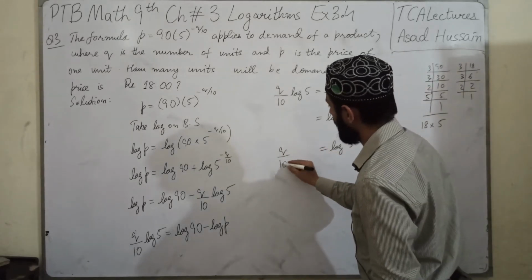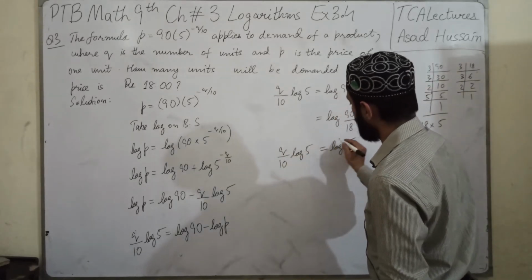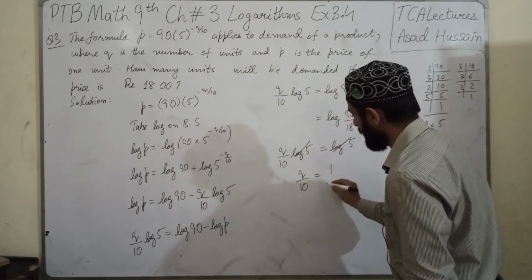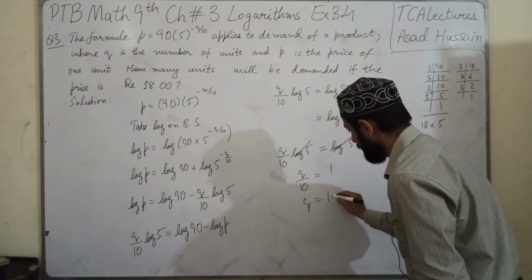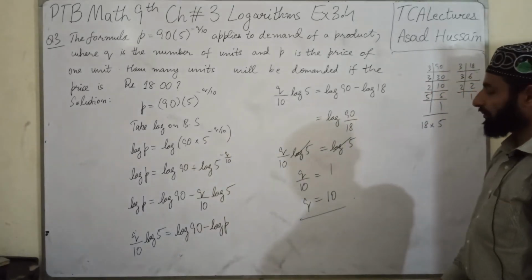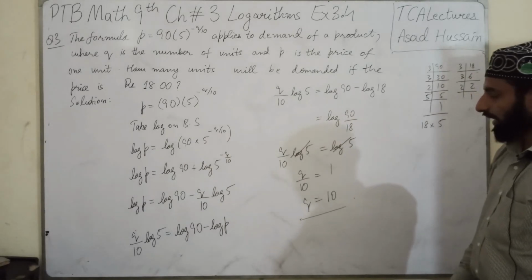Here Q over 10 log 5 is equal to log 5. Log 5 is cancelled by log 5. We get Q over 10 is equal to 1, so Q is equal to 10. So the number of units which will be demanded is equal to 10. That's all.